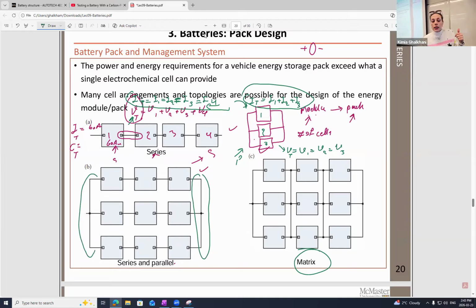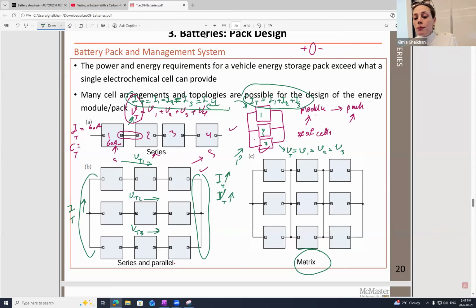So whatever you do in this row is going to increase voltage. These are all increasing. VT1 means the first row, VT2 the second row, VT3 the third row. So you are increasing voltage in each row, and then you are increasing current by connecting each of these rows in parallel. Therefore, you are going to increase both current and voltage, which means you are going to have maybe a high voltage battery pack.